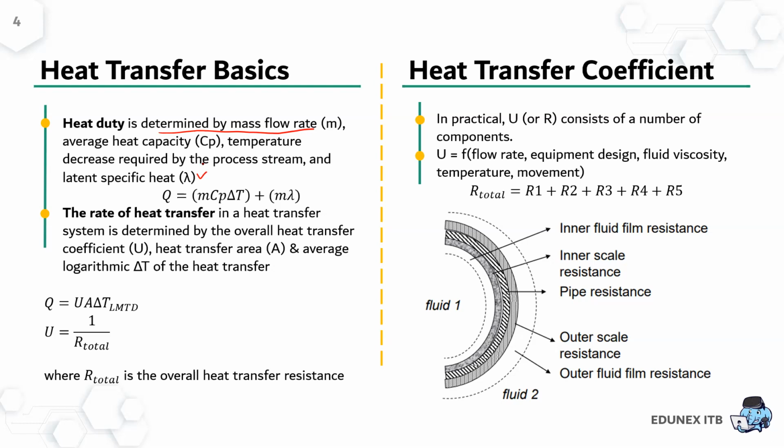Symbol as the alpha. So Q, the heat duty, is equal to m Cp delta T plus m times the latent heat. And another term that needs to be considered is the second one, the rate of heat transfer. The heat transfer rate is determined by the overall heat transfer coefficient, U, the heat transfer area, the cross-sectional area, and the average logarithmic temperature difference, or delta T LMTD.